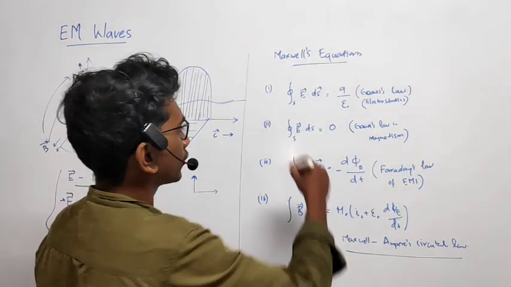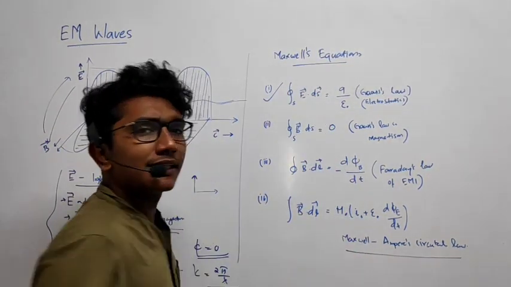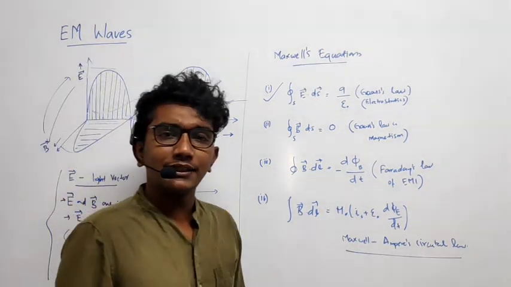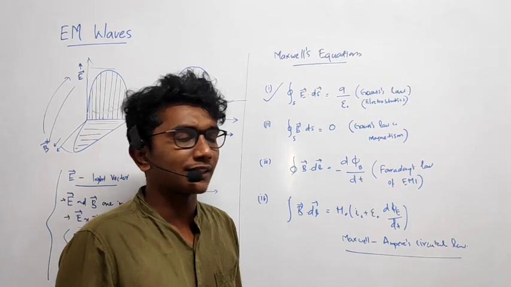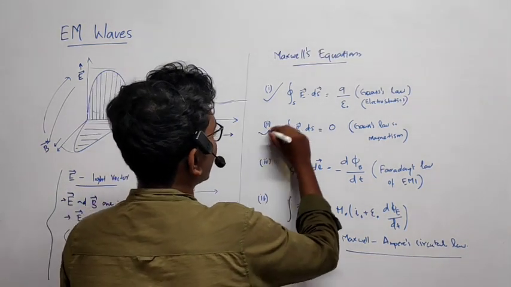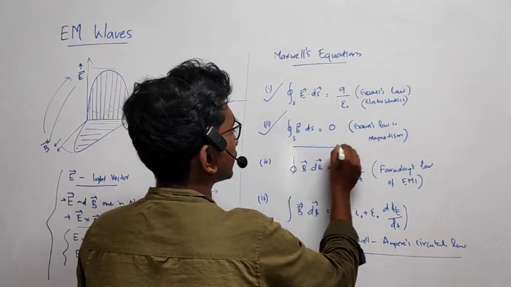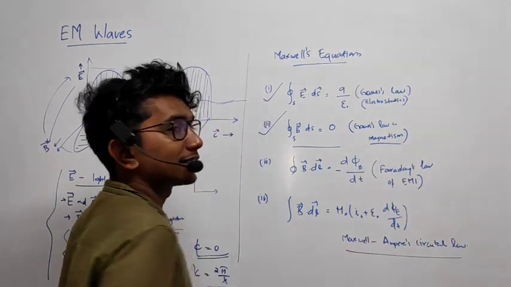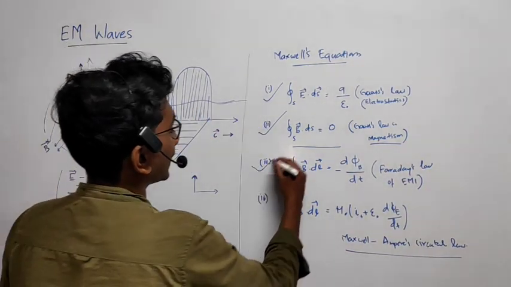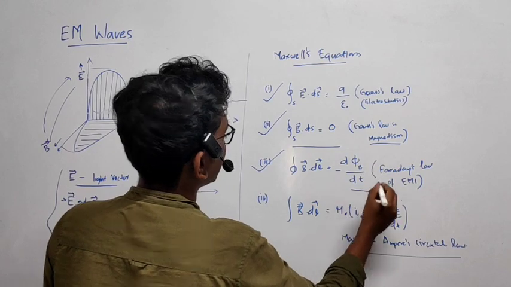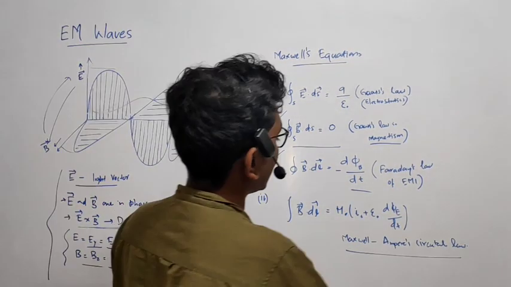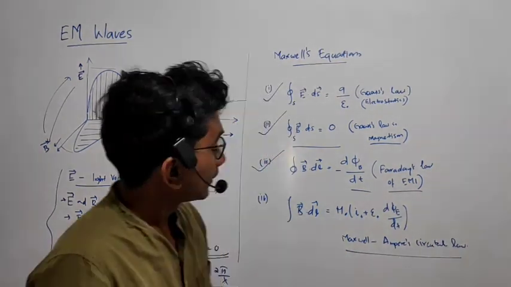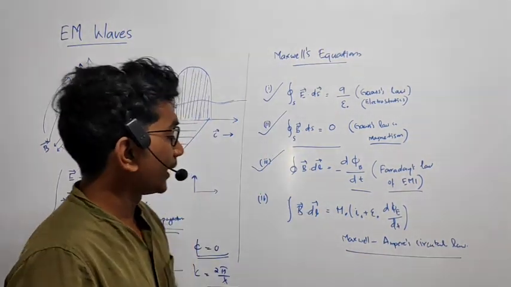I am not going to discuss all these things because we will discuss these equations in coming videos, in electrostatics. And the second one, surface integral B dot ds is equal to 0. That is Gauss's law in magnetism. Integral E dot dl is equal to minus d phi by dt. What is that? Faraday's law of electromagnetic induction. Alright, so the final one is very important.